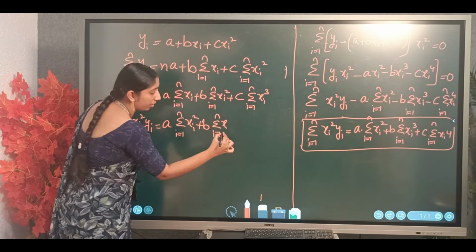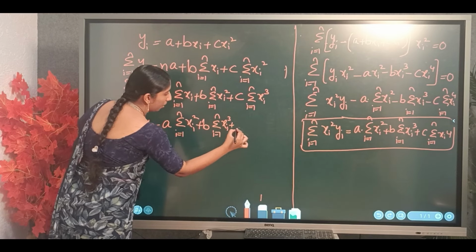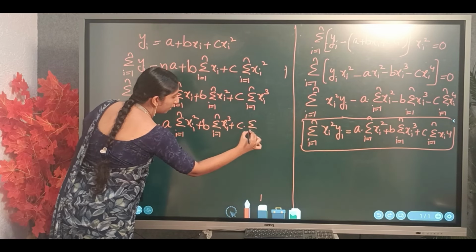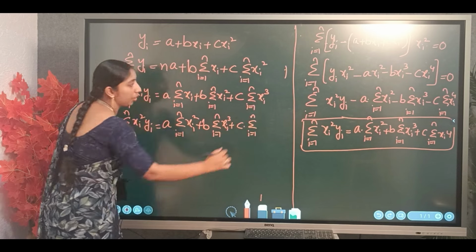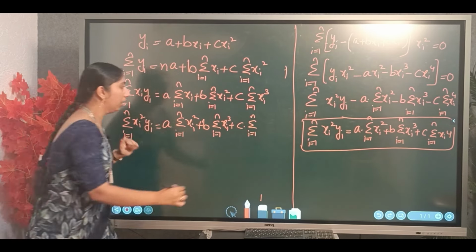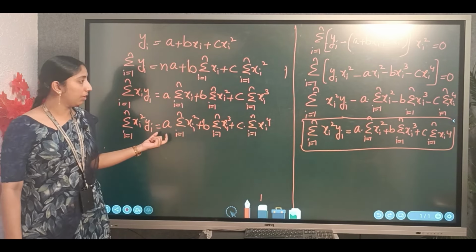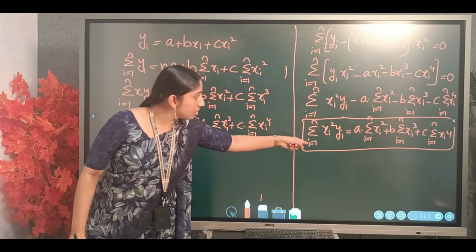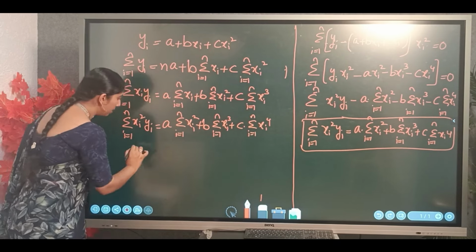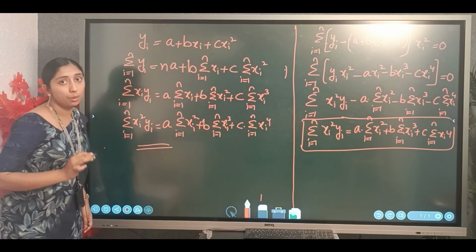Already xi square is there. Xi cube plus c into summation i is equal to 1 to n. Already xi cube is there, I am multiplying with xi. What will I get? Xi power 4. This equation we will get when dou s by dou c is equal to 0. So these are the normal equations for a parabola.